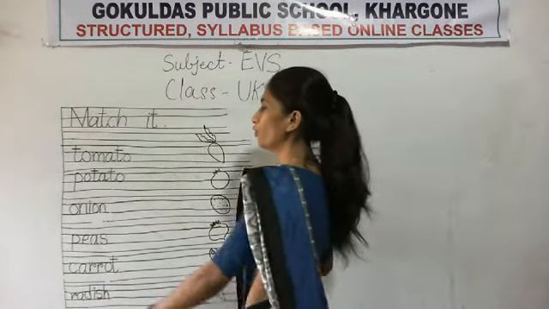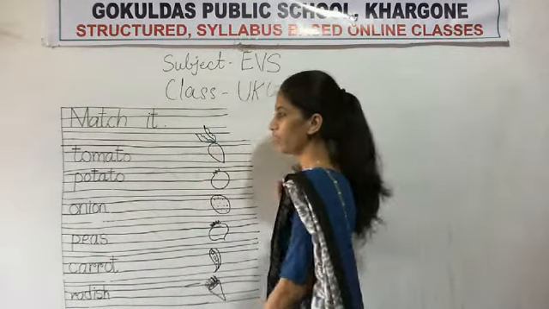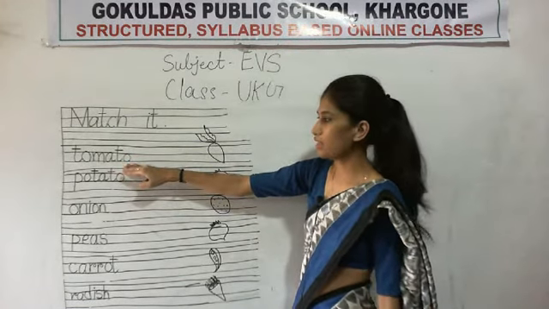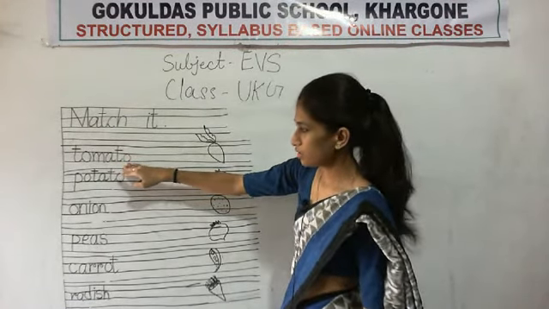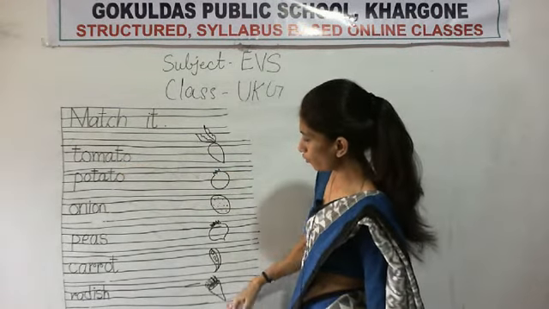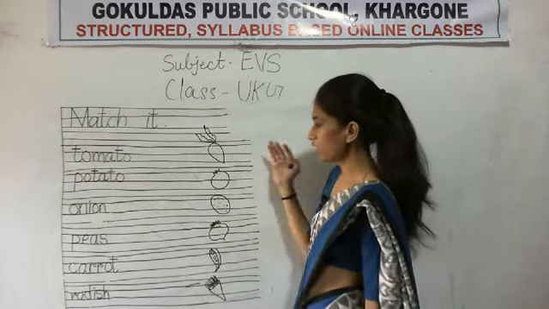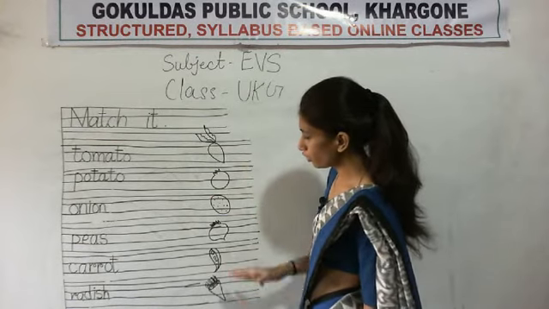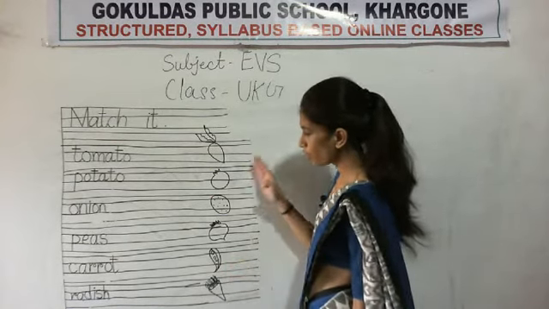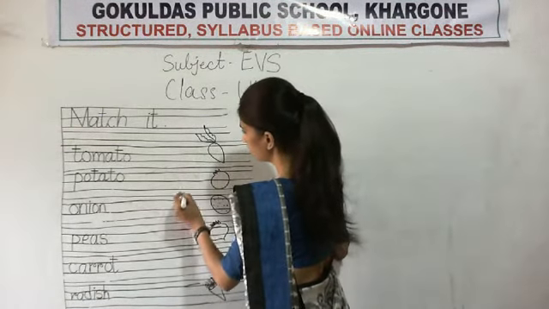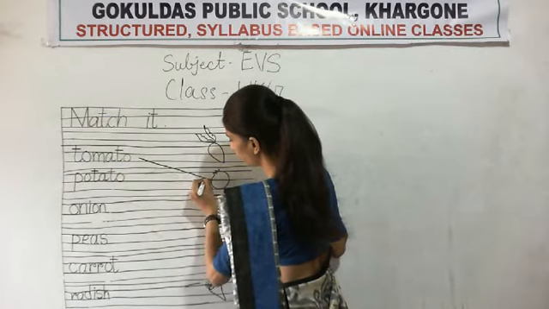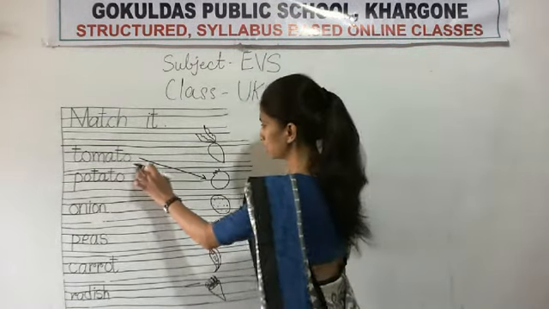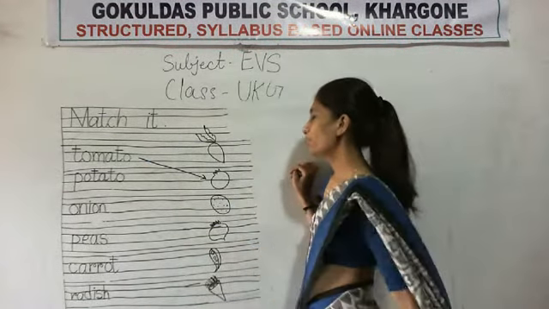Now, what is written here? We learned all the spellings now. Now, you have to say which spelling is written. This is tomato. Now, you have to find the picture of tomato. Where is the picture of tomato? This is the picture of tomato. Now you have to match with the correct picture. This is the spelling of tomato and this is the picture.